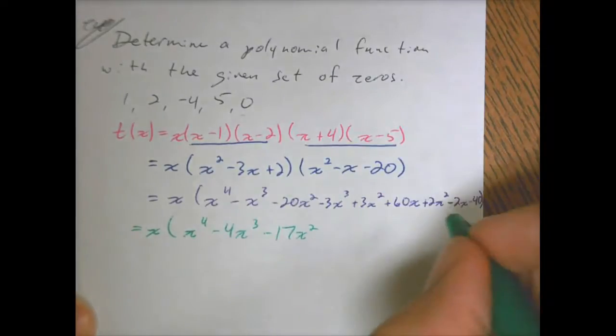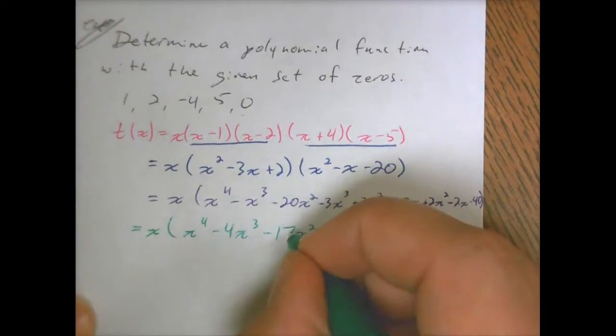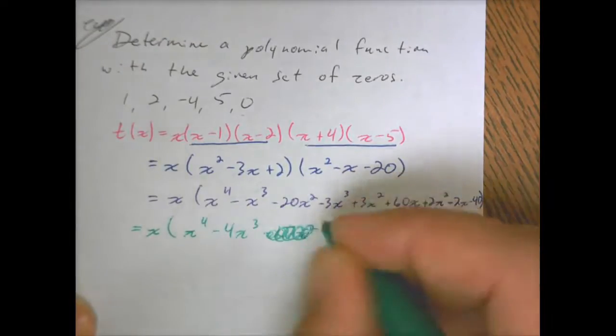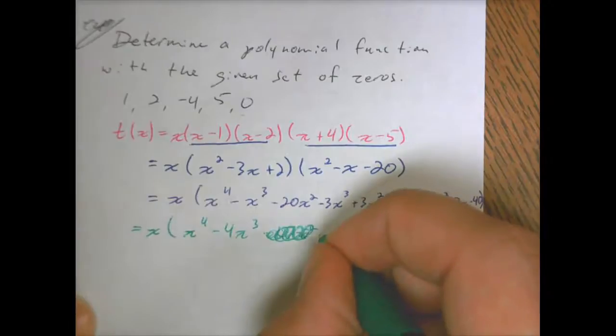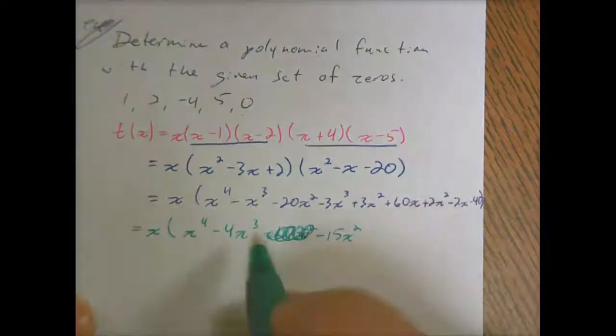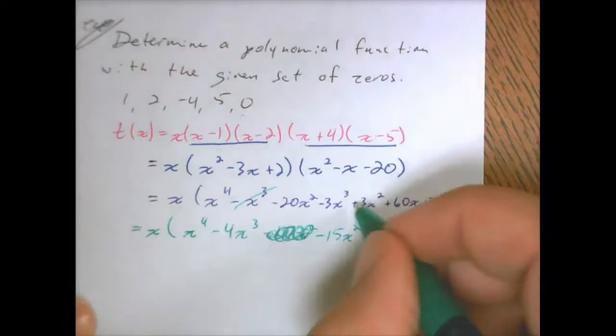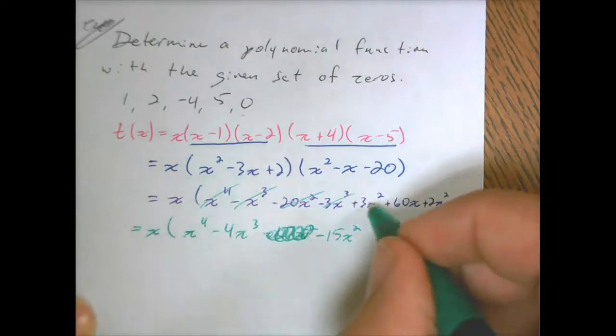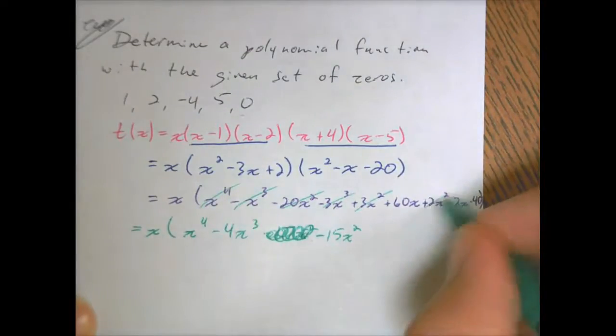Oh no! I forgot about that one. Mr. Black Donut, no. So that should be minus 15x squared. Well, good thing I did move this over. So I have x cubed, I did this x to the fourth, negative 20x squared plus 3 is negative 17, negative 15.